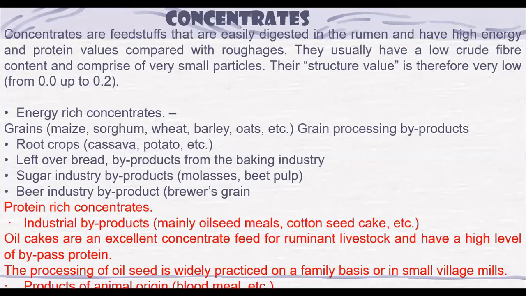Examples of concentrates: we have the energy-rich concentrates, we have the grains, we have the root crops, we have the leftover bread, we have the sugar byproducts, which is molasses, we have the beer industrial byproduct, which is BDG. And I think everybody also knows the BDG. We have the protein-rich concentrates, we have the industrial byproducts, we have the oilseed cakes from the processing of oil, like the cottonseed cake, the GNC, the soybean meal. They are all examples of protein concentrates. Next slide, sir.